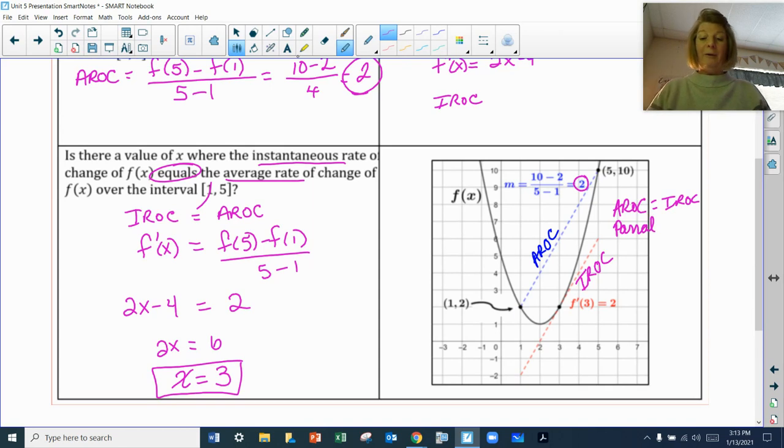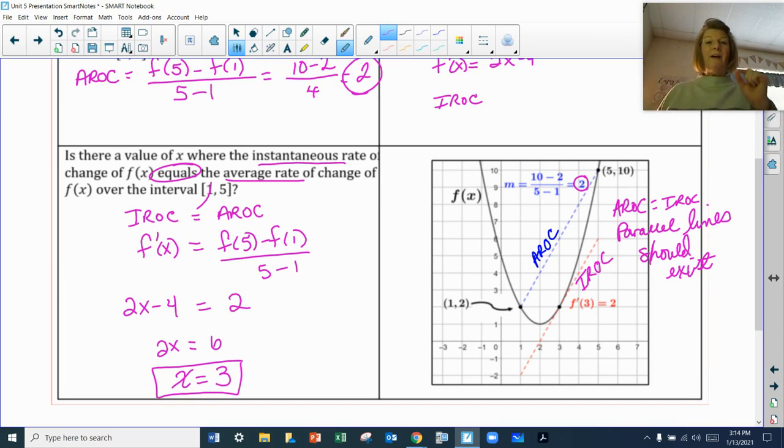That is not the correct spelling. Sorry about that. For parallel. All right, so parallel, double L, E L. Parallel lines should exist if it's the case that we have AROC equal IROC.